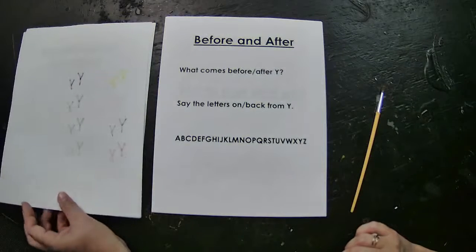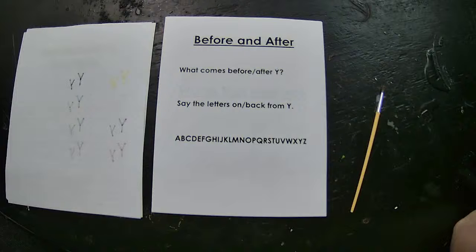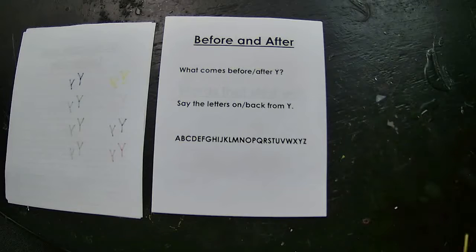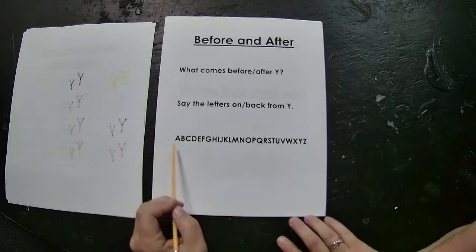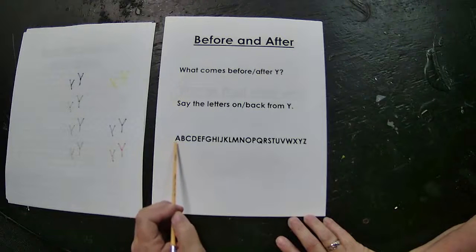So for this one, we need to know what letter comes before and after the letter Y. We're going to say our letters, and then we're also going to find out what number the letter Y is in our alphabet line. Okay, so first thing we need is the pointer. I'm going to start here at A, and we have to find the Y. So when I get close to it, you start giving me some hints, okay?